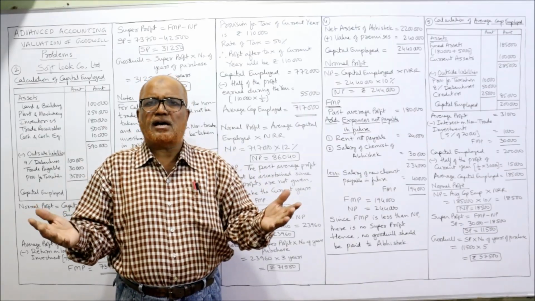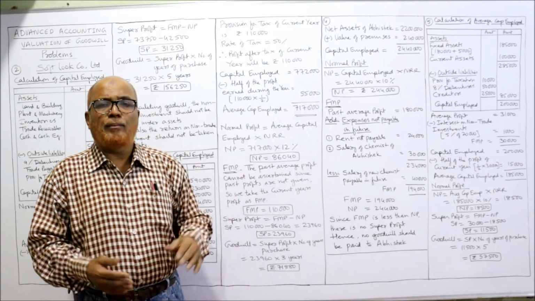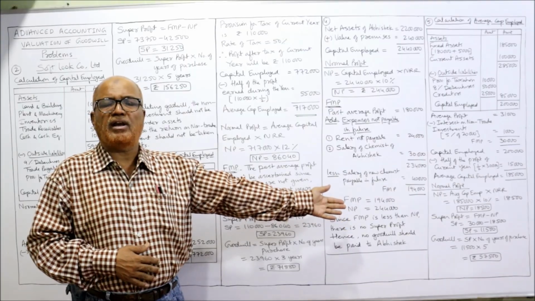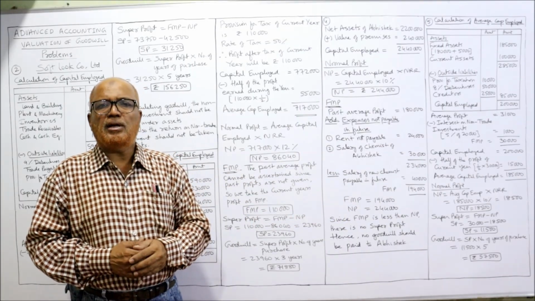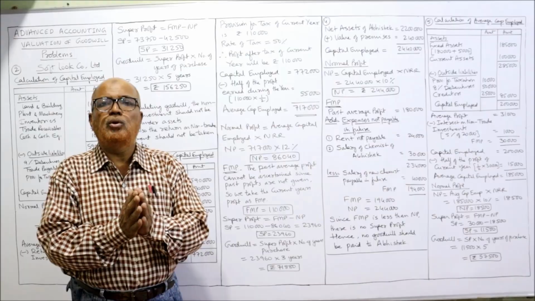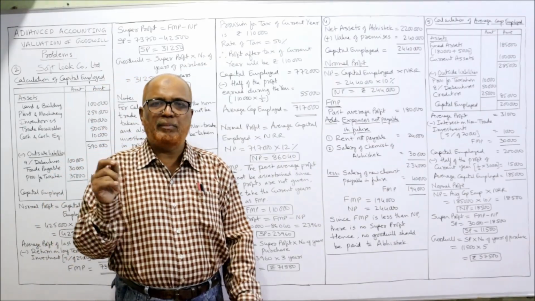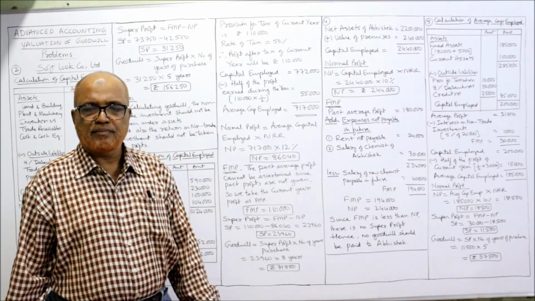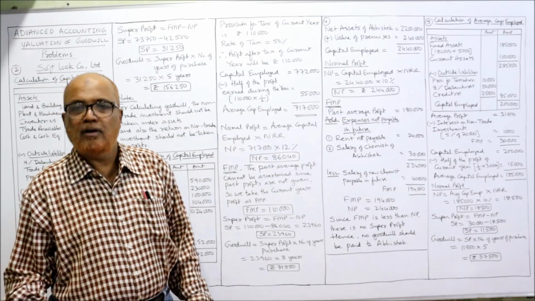Normally, other businesses are earning 2,44,000. But Abhishek's business is going to earn 1,94,000. That means the FMP is less. So no question of any goodwill. Goodwill will be zero. That's it. This is the end of the fourth problem.